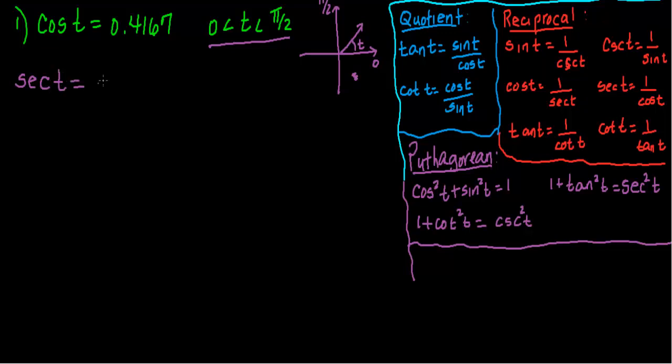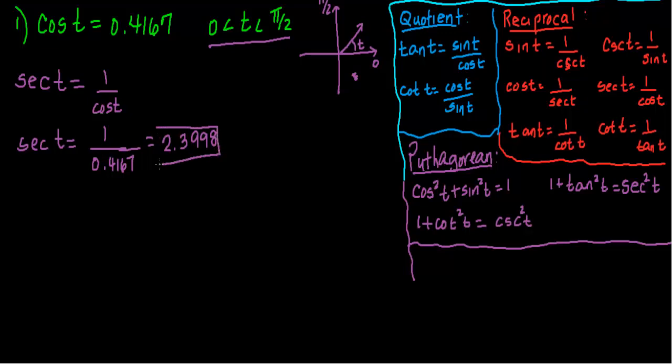Secant of t is equal to 1 over cosine of t. And since I know what cosine is, secant of t is equal to 1 over 0.4167. And that will give you secant of t is equal to 2.3998. Now remember they said round your answer off to 4 decimal places. So I found secant.